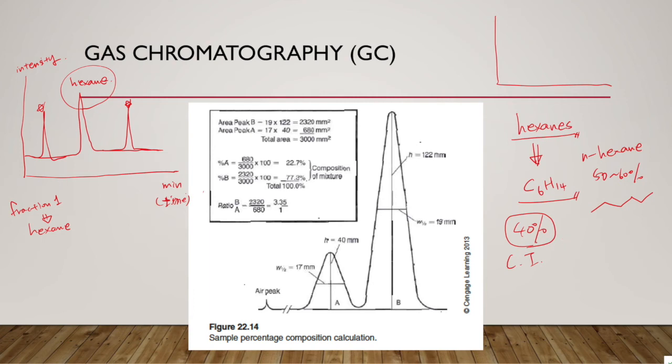The reason we're using hexanes instead of n-hexane is that n-hexane is very, very expensive and we cannot afford it. Instead, we're using hexanes, the plural, the hexanes bottle. And we expect about 50-60% n-hexane. The rest of it, 40%, is going to be the constitutional isomers of hexane.